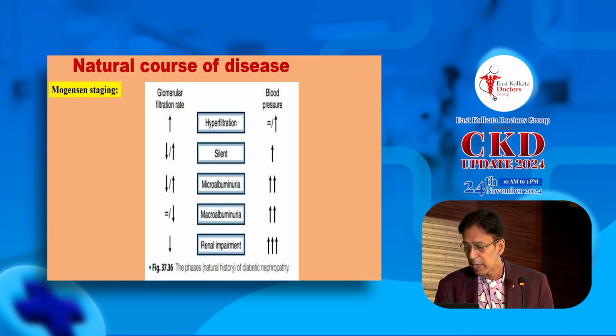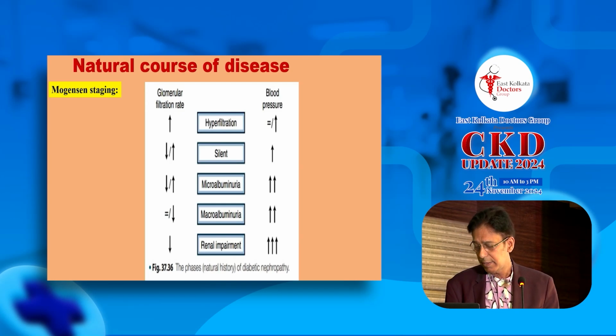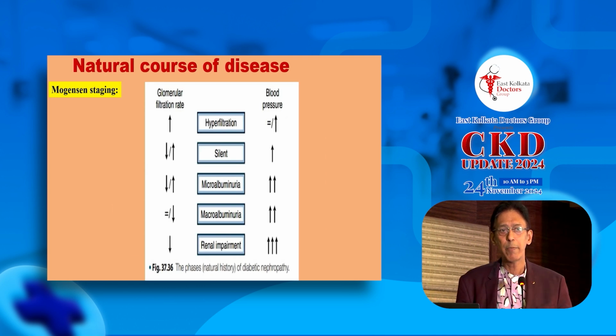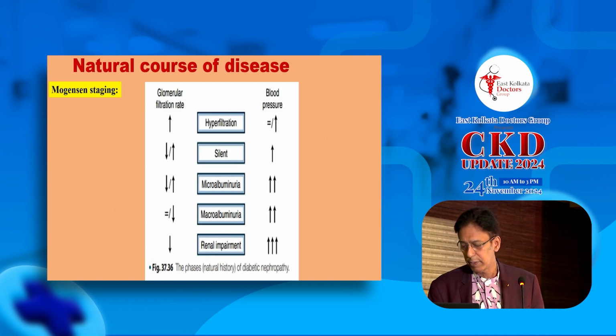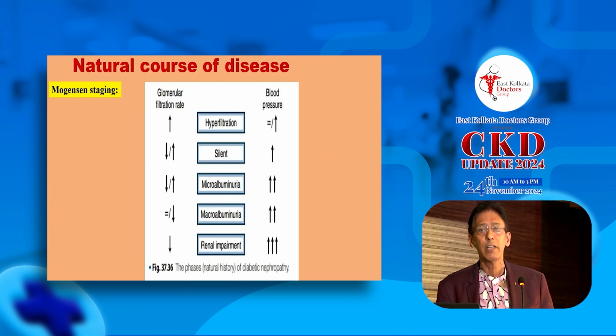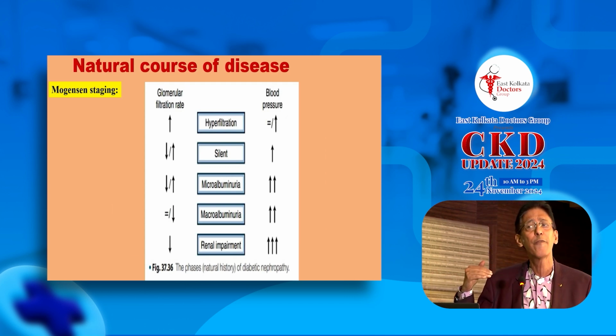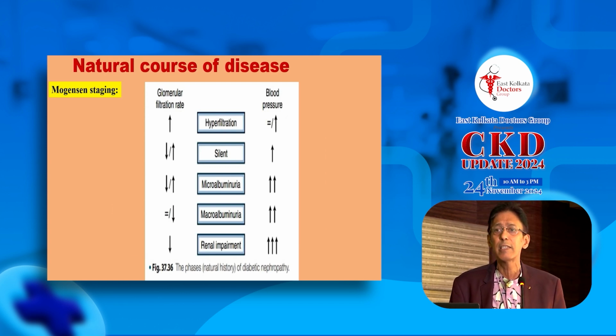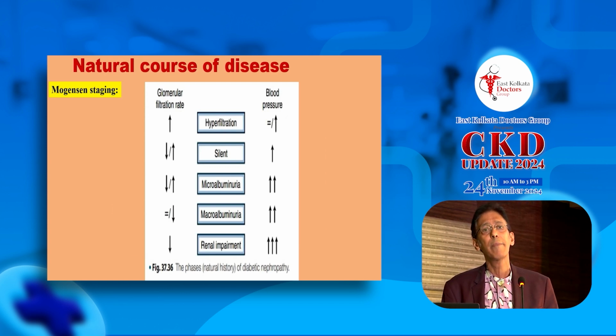Right. Next, we come to staging. So we have screened with eGFR, albuminuria, whether we would use cystatin C. Now we come to staging. Now this is the Mogensen staging, which was in literature long ago, not very popular, but I love to project these slides because this helps us understand the pathophysiology of diabetic kidney disease.